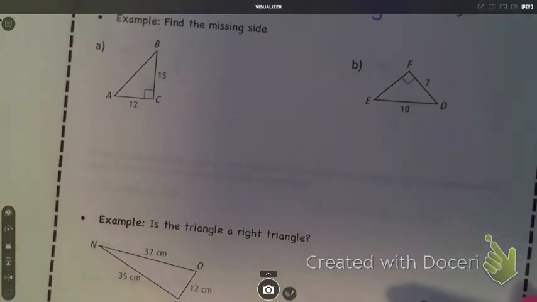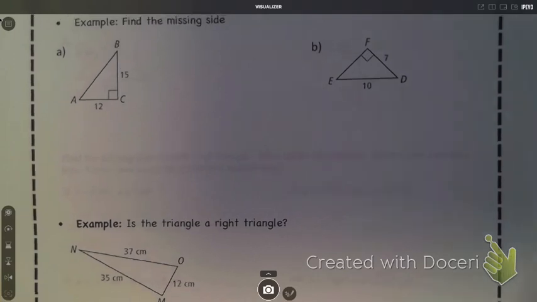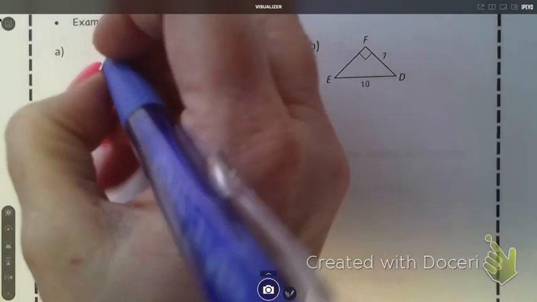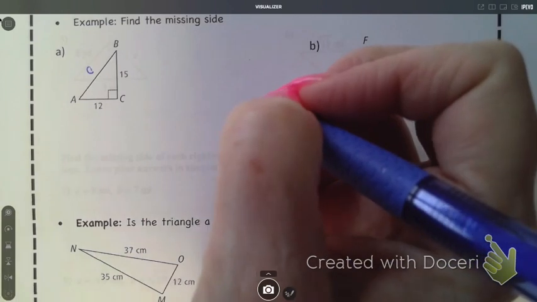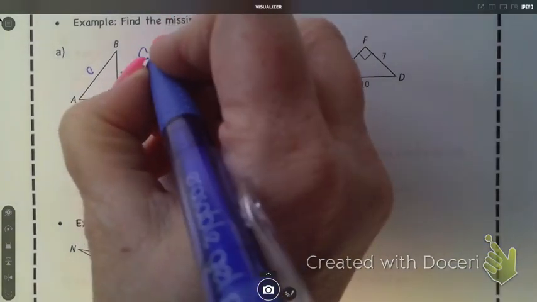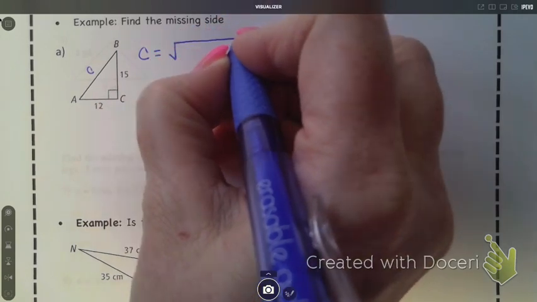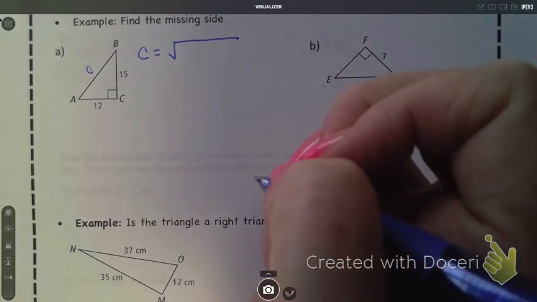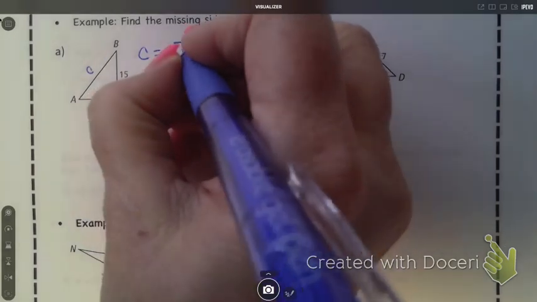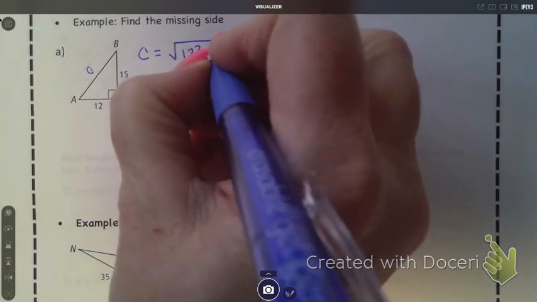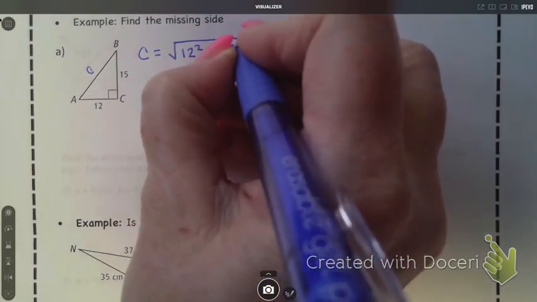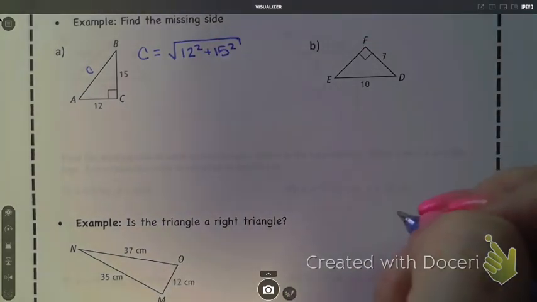Okay, so find the measure of the missing side. So what am I looking for? A leg or a hypotenuse? A hypotenuse. So I'm looking for C. So C equals the square root of what? 12 squared plus 15 squared. Because when I'm looking for the hypotenuse, I'm adding the legs, right?